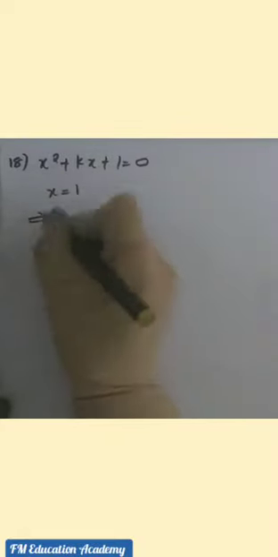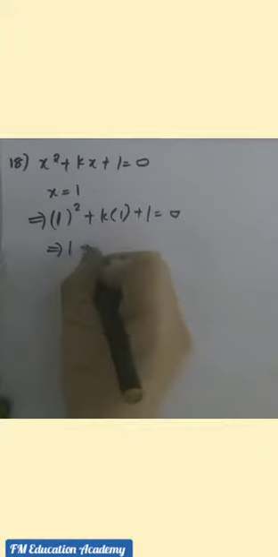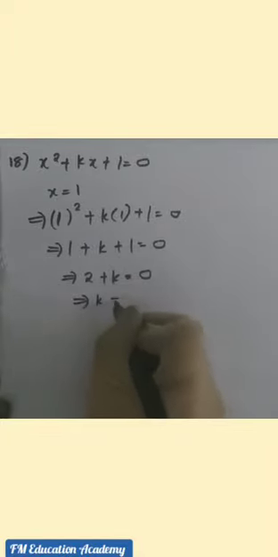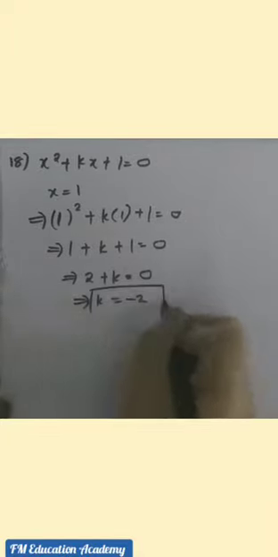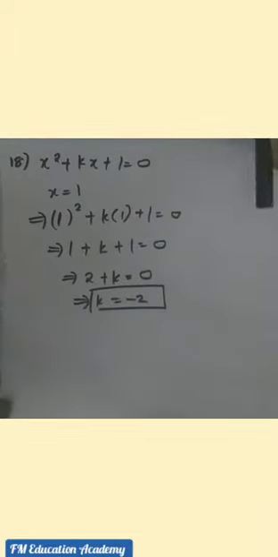This is given. So in place of x in this equation substitute 1. 1 square plus k into 1 plus 1 is equals to 0. 1 square is 1 plus k into 1 is k plus 1 is equals to 0. 1 plus 1 is 2. So we have 2 plus k is equals to 0, or we have k is equals to plus 2, if it goes outside, minus 2. So we got the value of k as minus 2. In which option we have k is minus 2? Option 4. So the answer of 18th question is minus 2, that is option 4.